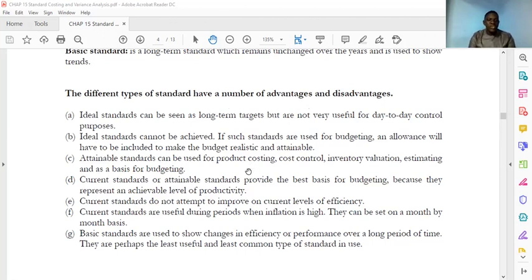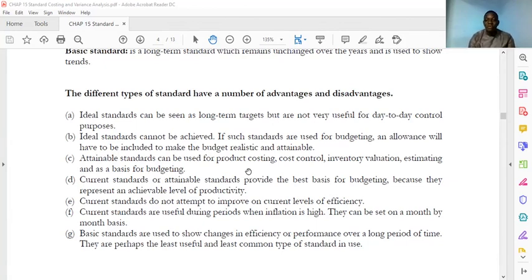Okay, good. So when we talk about an ideal standard, it can be seen as a long-term target, but is not very useful for day-to-day control purposes. Because it is rare that you may have a production process, or you may set a standard, where there is no wastage, there are no inefficiencies. It's very rare. Okay, good. So you see that it can be seen as a long-term target because the business expects to perfect its operations. Okay. So it's a long-term standard, but not very useful for day-to-day control purposes. Ideal standards cannot be achieved.